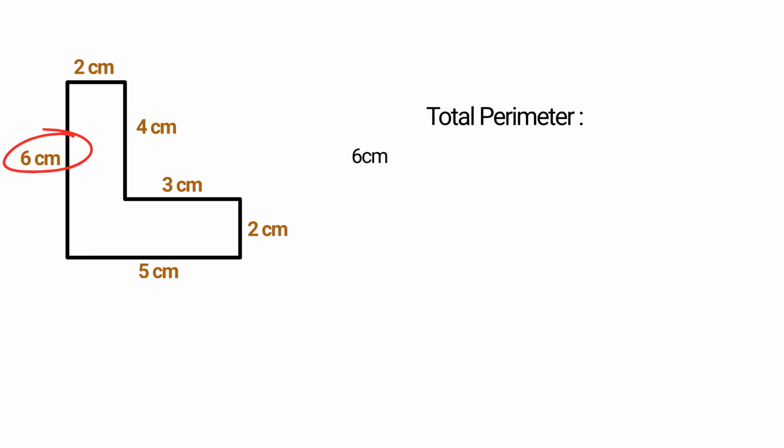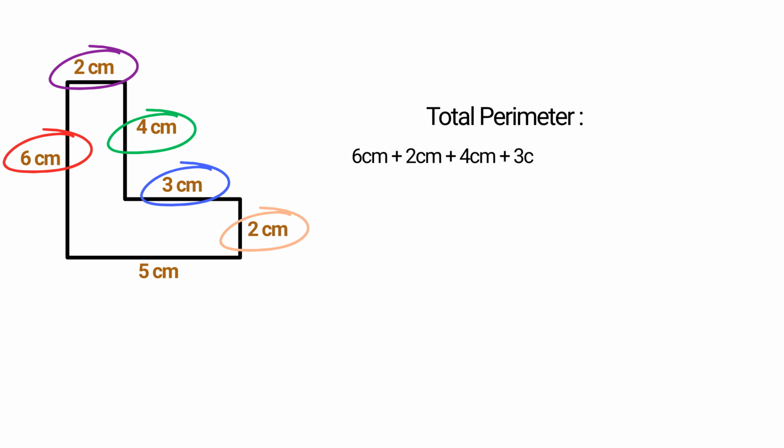Let's try another example. This time we have an L-shaped figure. The side lengths are 6 centimeters, 2 centimeters, 4 centimeters, 3 centimeters, 2 centimeters, and 5 centimeters. Remember, we need to travel around the outside of the shape and add every side. 6 plus 2 plus 4 plus 3 plus 2 plus 5 equals 22. So the perimeter of this shape is 22 centimeters.